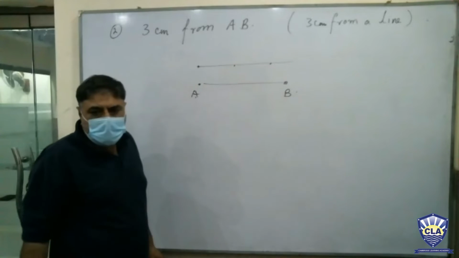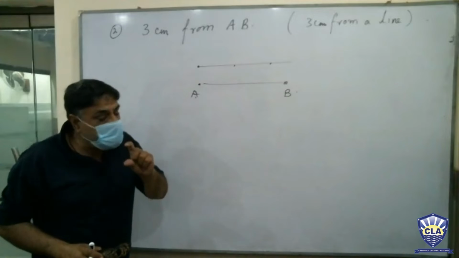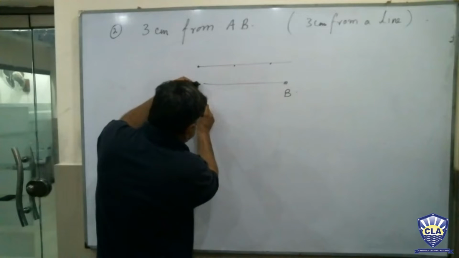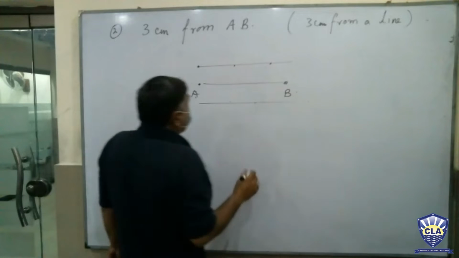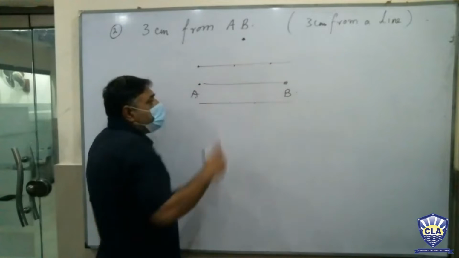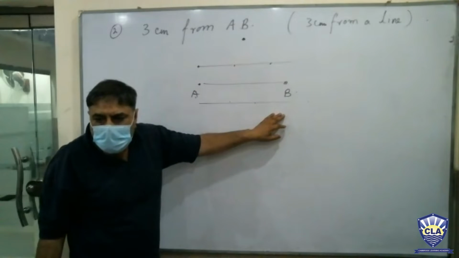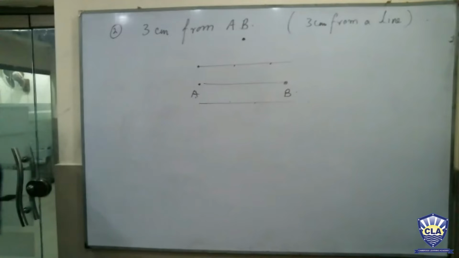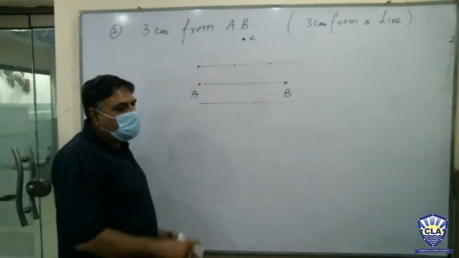Then not on this side, you can move on that side also, because he said 3 centimeter from AB. Move up, above and below. So mark the point below. When he said it is on the side of C, please trace this line. Okay, don't draw this line. If he said opposite to C, draw this line. Or if he's point C.